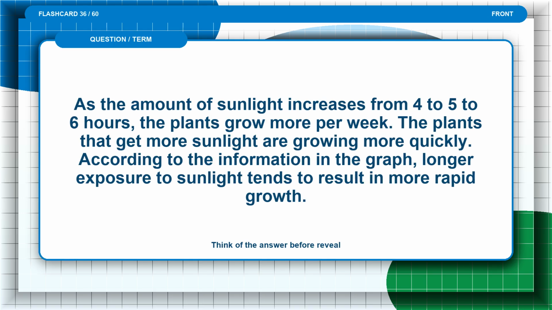Flashcard 36. The amount of sunlight increases from 4 to 5 to 6 hours. The plants grow more per week. The plants that get more sunlight are growing more quickly. According to the information in the graph, longer exposure to sunlight tends to result in more rapid growth. Think of the answer before the reveal.